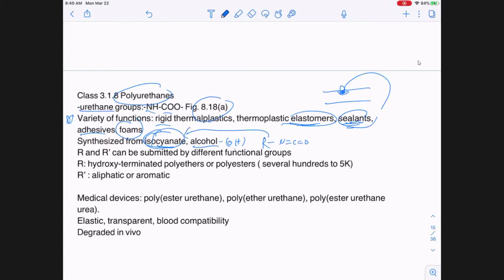Isocyanate can react with the OH group. And we can use different, for example, R with NCO or R prime OH. So generally it's like this one. And isocyanate, R prime, we can use different function groups. So later the materials can be harder, or softer, or super elastic. And you can do a lot of things.